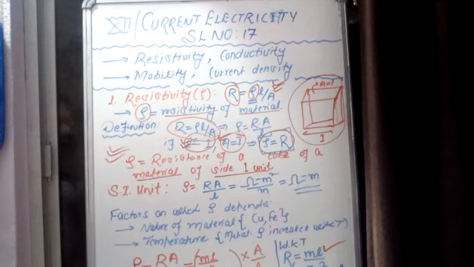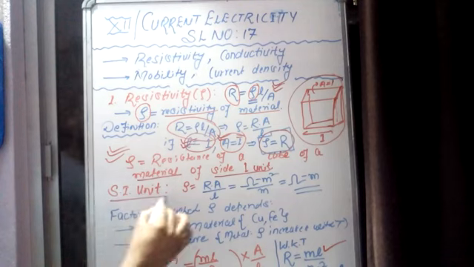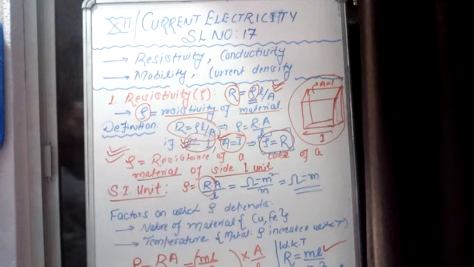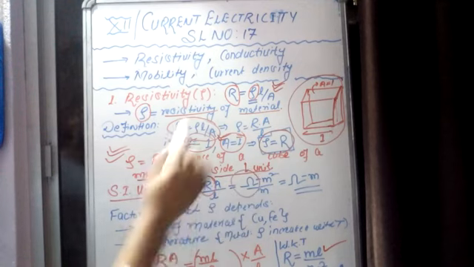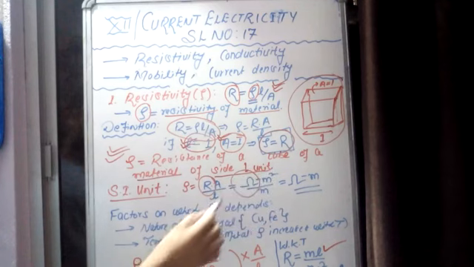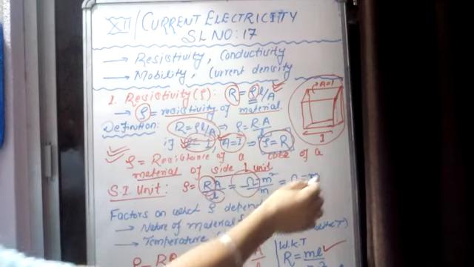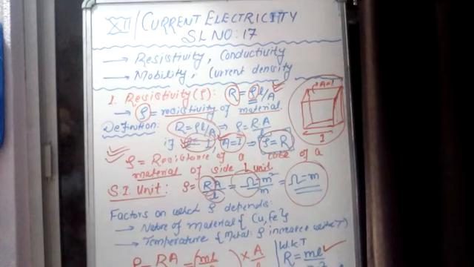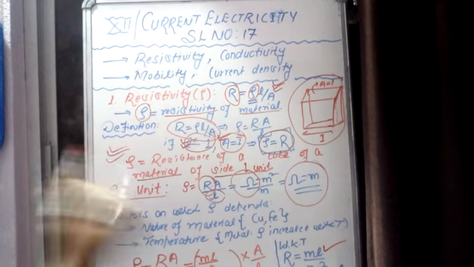Now let's take its SI unit. Rho is equal to RA by L. What is the unit of resistance? Ohm. Area, meter square. Length, meter. Finally we will get ohm meter. This is called ohm meter, so this is the SI unit.